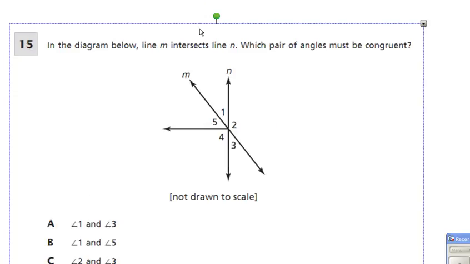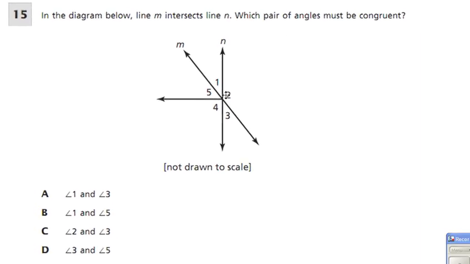Number 15. Which pair must be congruent? Oh, I see that right away, the vertical angles. Angle 1 and angle 3 seem to be congruent. Therefore, choice A would be our answer.